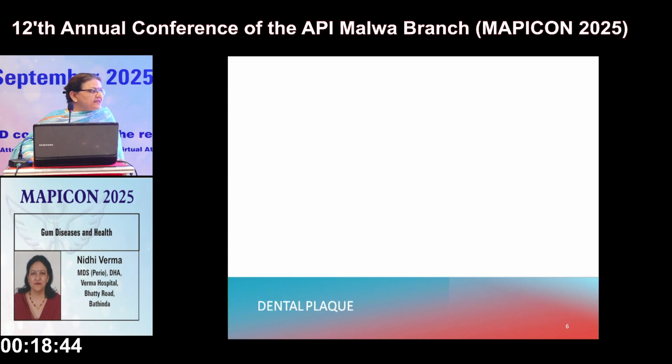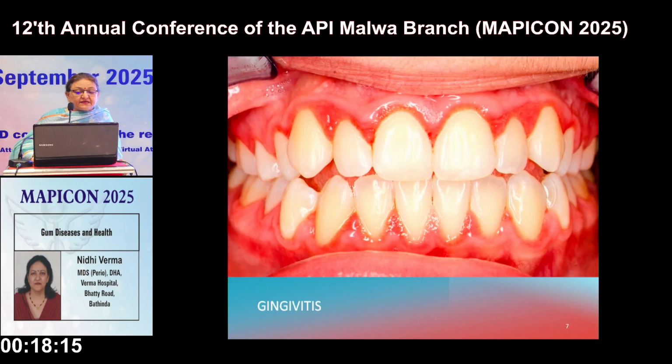Sometimes when we touch our teeth without brushing in the morning, we feel a sticky layer in our mouth. That is dental plaque, and it is made up of millions of bacteria and proteins. One milligram of plaque contains 2 into 10 raised to power 8 bacteria, and there are 700 types of microorganisms present in the plaque. When the plaque keeps on collecting on your teeth, that will lead to inflammation of the gums, that is gingivitis. In gingivitis there is redness of gums, puffiness in the gums, and bleeding.